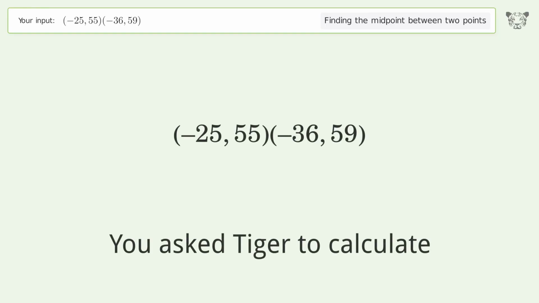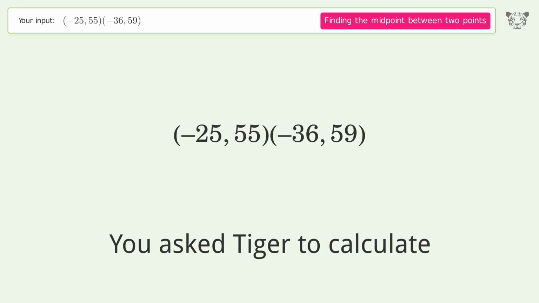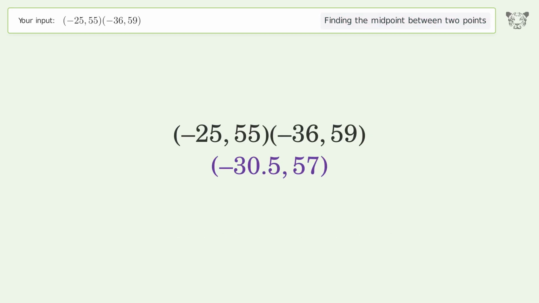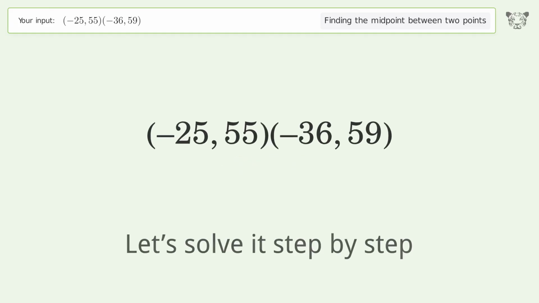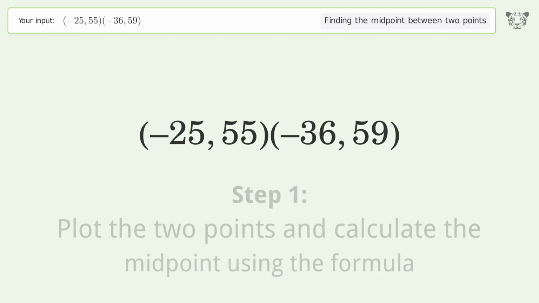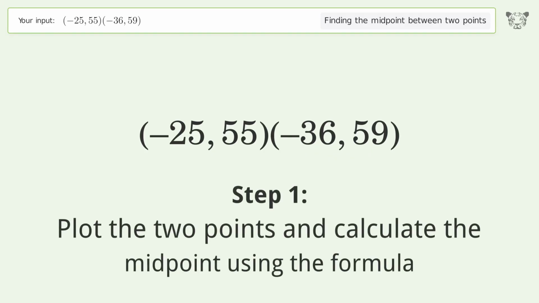You ask Tiger to calculate. This deals with finding the midpoint between 2 points. The midpoint between the 2 points is -30.5, 57. Let's solve it step by step. Plot the 2 points and calculate the midpoint using the formula.